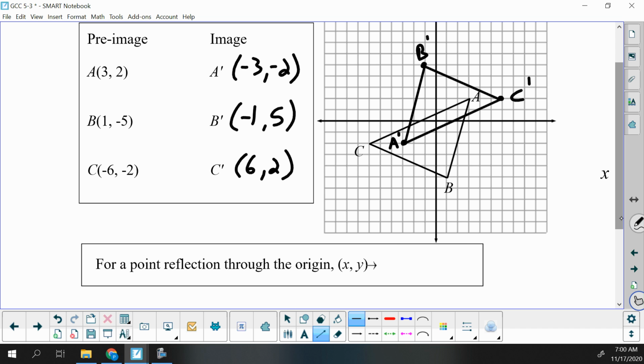Well, let's see if we can generalize what happened here. Let's start by looking at our x's. 3 went to -3, 1 went to -1, -6 went to 6. So it appears our x was always negated, so we'll have -x. Let's look at our y's. 2 went to -2, -5 went to 5, and -2 went to 2. Our y was also negated, so we have -y.